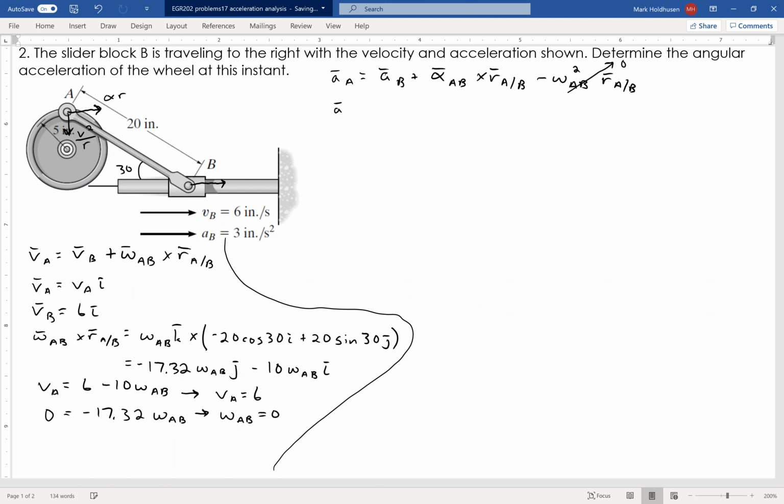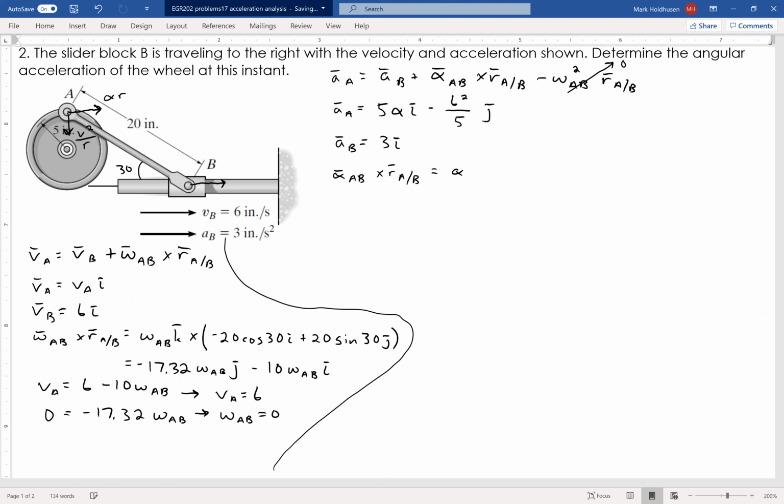Okay, so the acceleration of point A is in the x direction. It's going to be 5 alpha in the I, and then in the negative y direction, it's going to be 6 squared over 5 in the j. Again, that's the tangential and normal component of the acceleration of A. The acceleration of B is given to me. It's 3 in the I direction. Okay. Alpha AB, I don't know what it is. I know it's in the k direction, either positive or negative.